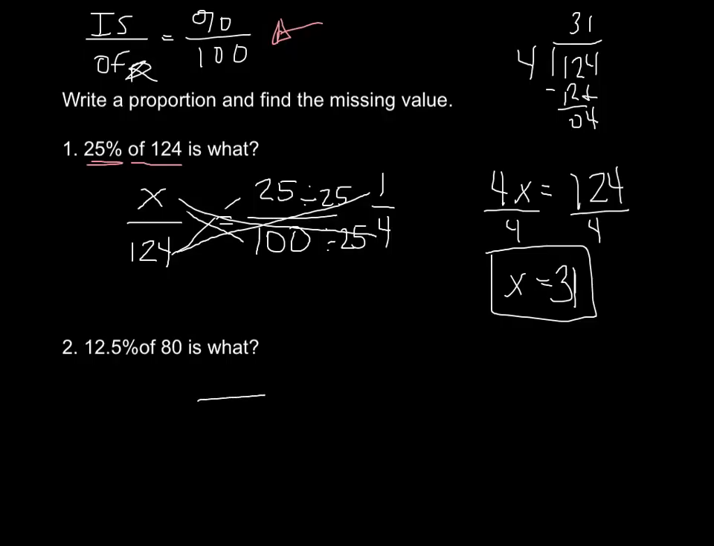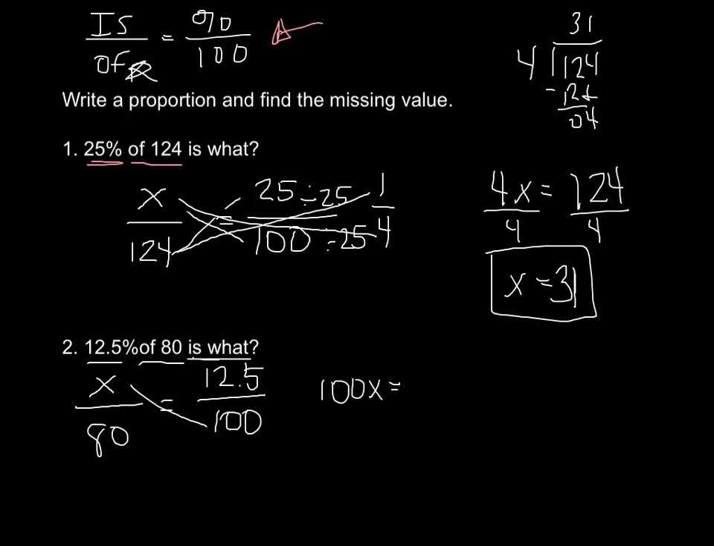Again, let's fill in what we know. We can always put 100 on the bottom over here. That's what always will go there. Our percent goes on top of it. Of 80, of goes on the bottom, is what? So our is going to be our x. Okay, let's cross multiply. 100x equals 80 times 12.5.